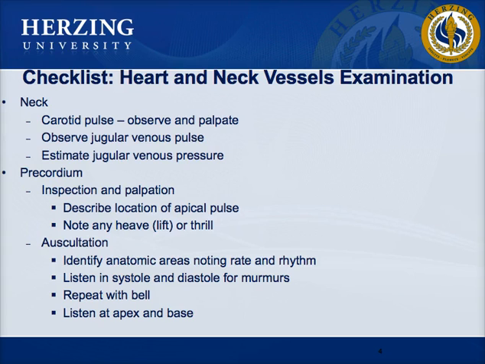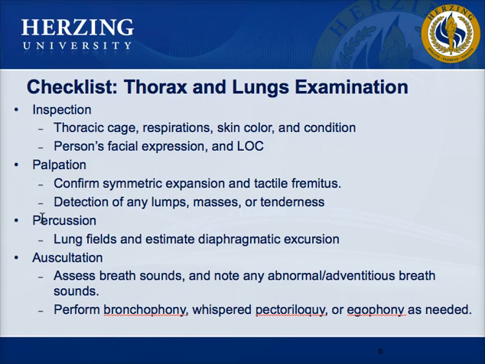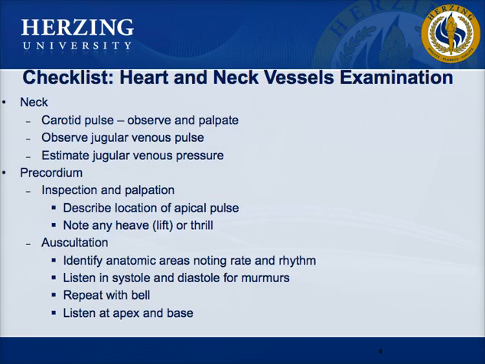So I just wanted to provide a checklist for heart and neck vessels examination. For the neck, you would observe and palpate the carotid pulse, observe jugular venous pressure or pulse, and estimate jugular venous pressure. For the precordium, you would inspect and palpate. You need to describe the location of the apical pulse and note any heave or thrill. When you listen, you need to identify the anatomic areas, noting rate and rhythm. Listen for murmurs, repeat with bell, and listen at apex and base. So you need to listen with both parts of your stethoscope.